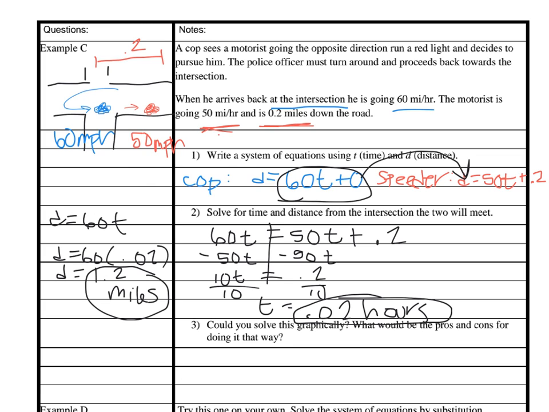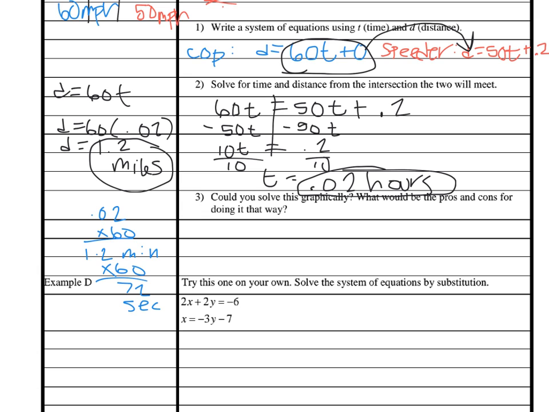But that's kind of confusing to me because I don't really understand what 0.02 hours is. So is there a way that we can take 0.02 hours and convert it to minutes and then to seconds? If so, what would I get? So how many seconds will it take the cop to catch the speeder? If you take 0.02 and you multiply it by 60, that will give us 1.2, so 1.2 minutes. And then if you multiply it by 60 again to get it to be seconds, it would take 72 seconds.